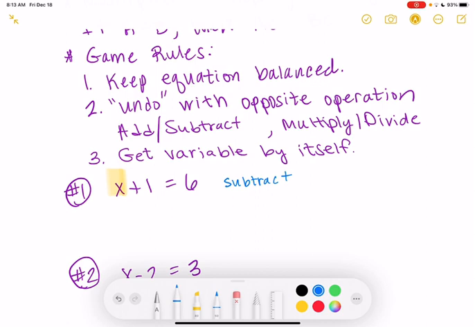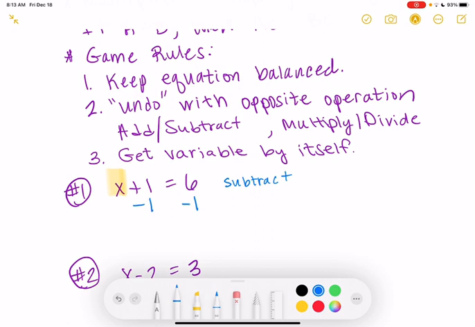Now, what am I going to subtract by? I have that extra 1. I want to get it off of there, right? So let's subtract it. So a minus 1. But we want to keep the equation balanced. So whatever we do to one side, we have to do to the other. So I'm going to put a little minus 1 underneath of here. Okay, so now on the left, what do I have? I had x plus 1, but I subtracted that 1.